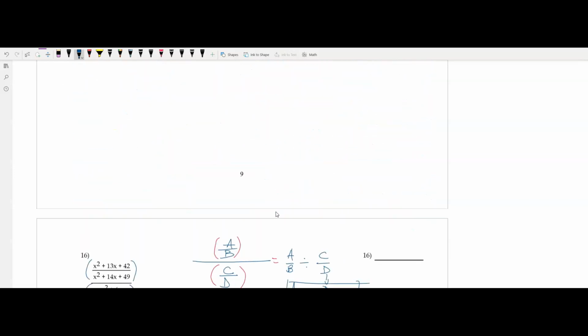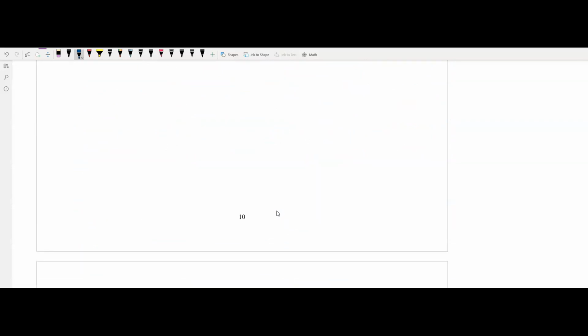All right, so let's move on. Now we can do a problem where, well, we're not doing synthetic division. We're going to do one equation.